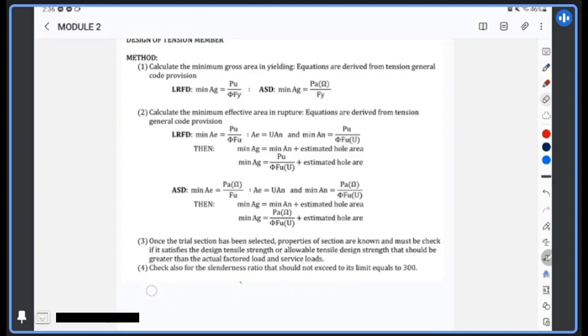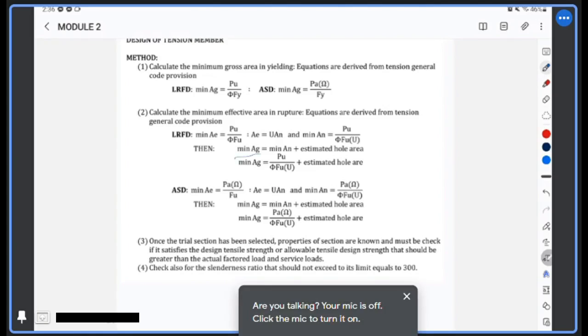Now, all in all, you can use this formula. The minimum gross area now would be equal to P sub U all over phi Fu times U factor.